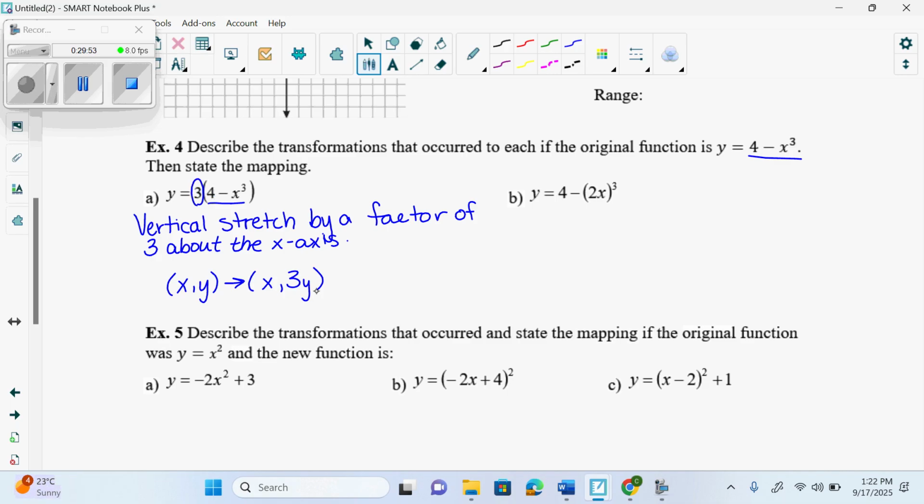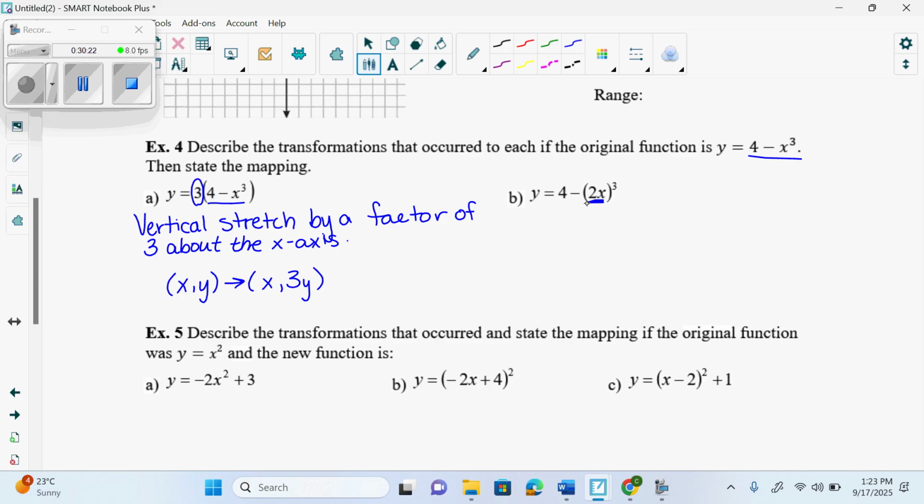B throws people for a wee bit of a loop. We have 4 minus x cubed. Now we have 4 minus x cubed, and part b happens to have a 2 in front of x. The 2 is in front of the x. The 2 is with the x. So does it affect the x? Yes. x's be crazy. So I have to decide.